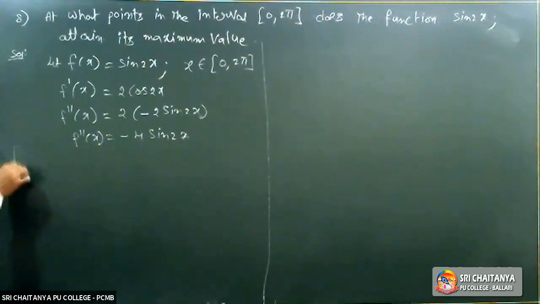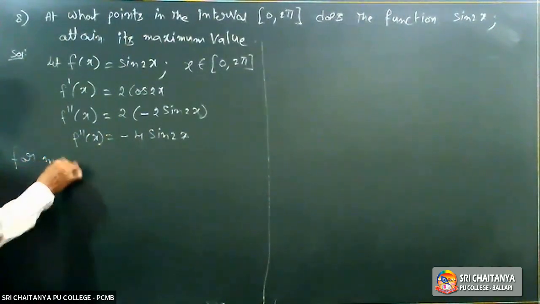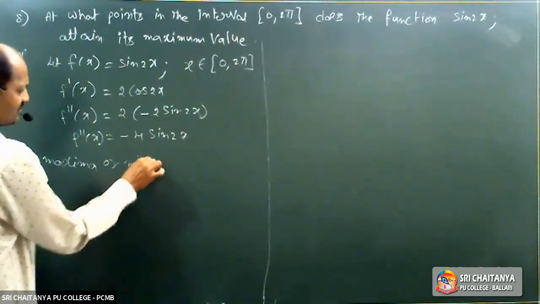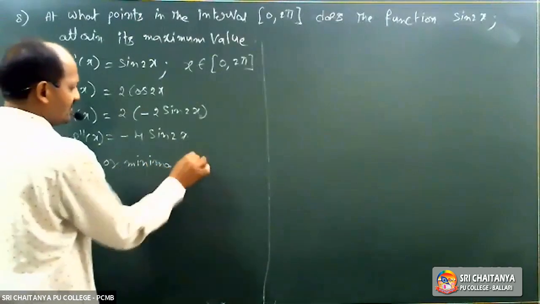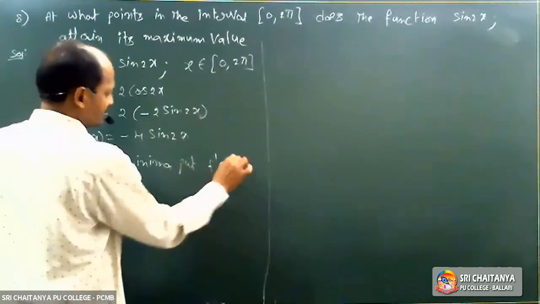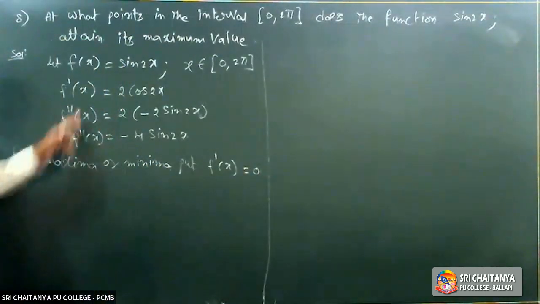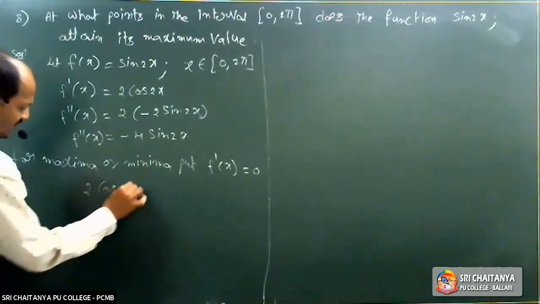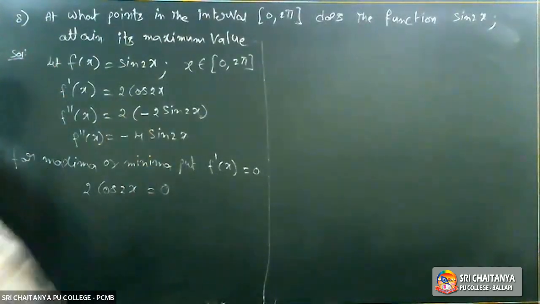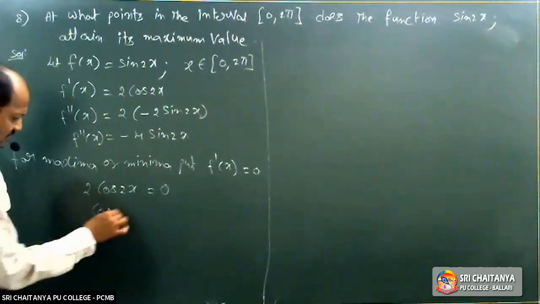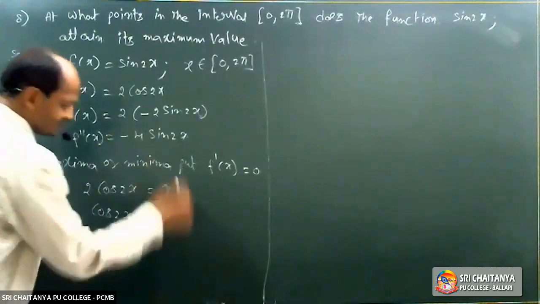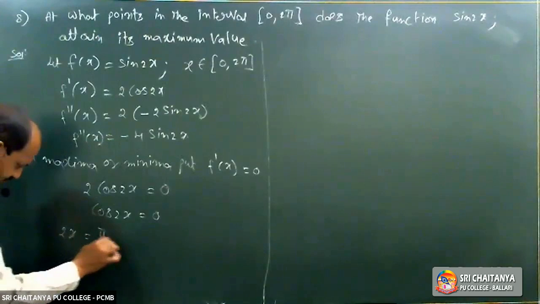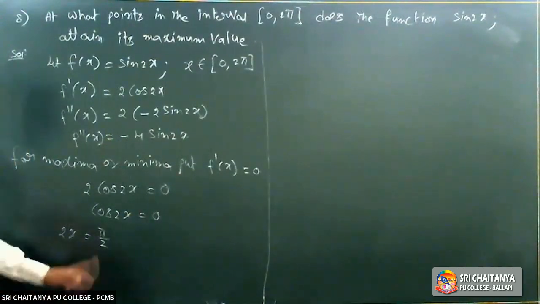But for maxima or minima, put first derivative f dash of x is equal to 0. What about the first derivative? 2 cos 2x is equal to 0. That means cos 2x is equal to 0. That means 2x is equal to 90 degrees. Okay? Cos 90 degrees is 0.